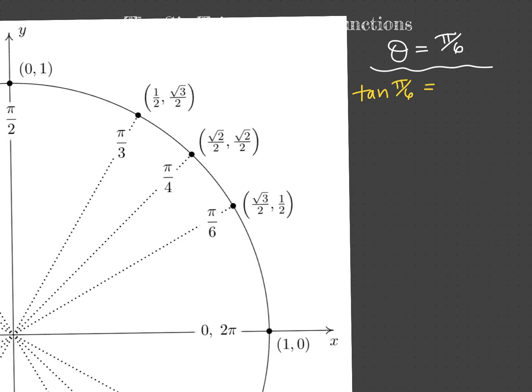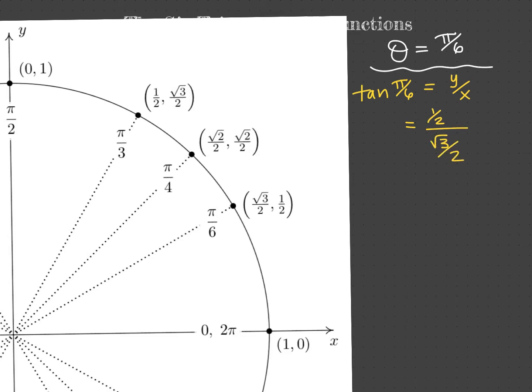Let's take a look at pi over 6, our favorite angle. Pi over 6, the cosine is root 3 over 2, and the sine is 1/2. Easy peasy. Let's find the tangent. The tangent, as we recall, is defined as y over x, or if you want to think about it, as sine over cosine. You'll get the same result either way. So let's figure out what that is. The y-coordinate is 1/2, and the x-coordinate is root 3 over 2.